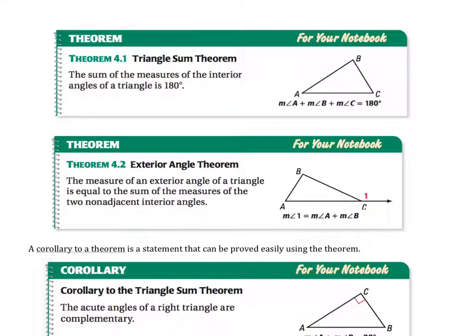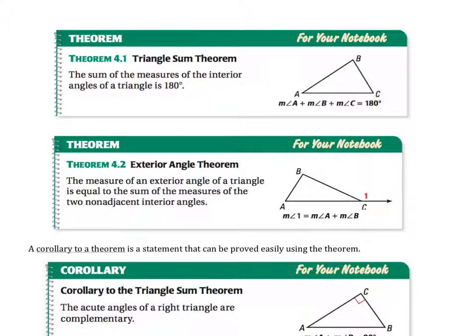Next is theorem 4.2, the exterior angle theorem. It states the measure of an exterior angle of a triangle is equal to the sum of the measures of the two non-adjacent interior angles. There are a lot of words in that theorem, so let's break it down.